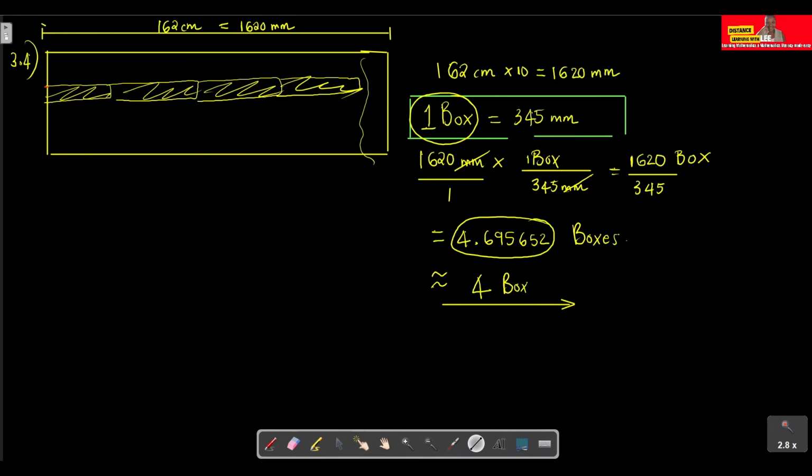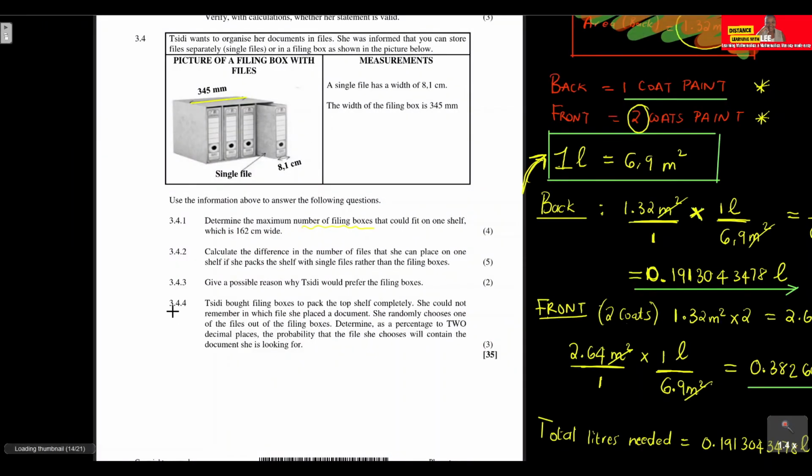All right, let us have a look at the next question. Question number 3.4.2. Calculate the difference in the number of files that she can place on one shelf if she packs the shelf with single files rather than filing boxes. In this question, they want us to get the difference in the number of files she can place on one shelf if she packs the shelf with single files rather than with boxes.